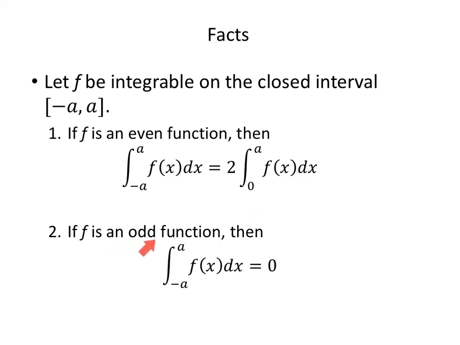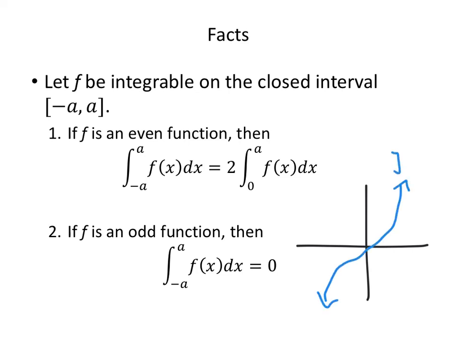Whereas, if f is an odd function, and we've seen several of these, then the integral from negative a to a of f of x dx is 0. Remember, this is area. So if we take a basic odd function, my favorite odd function, drawn poorly, y equals x cubed, and I'm going from negative 1 to 1, what this is saying is the area under the curve is exactly equal to the area above the curve, and that's why the area turns into 0.